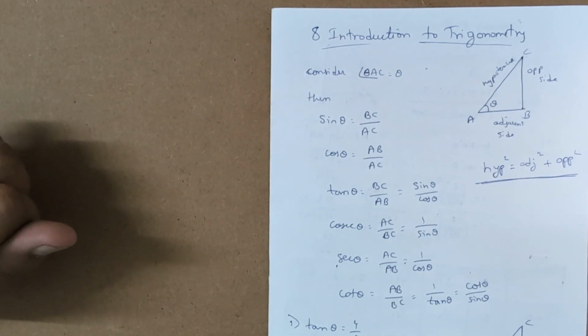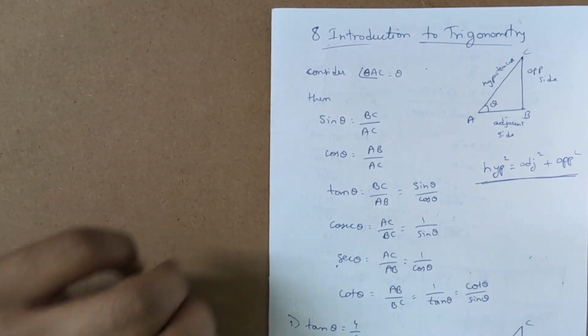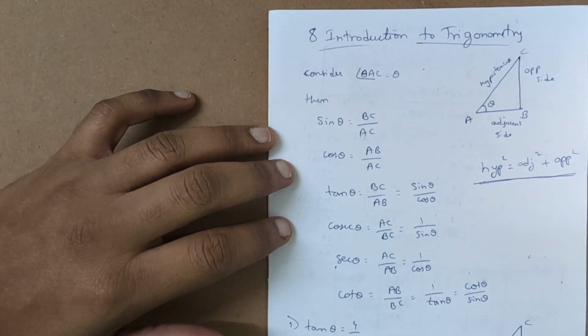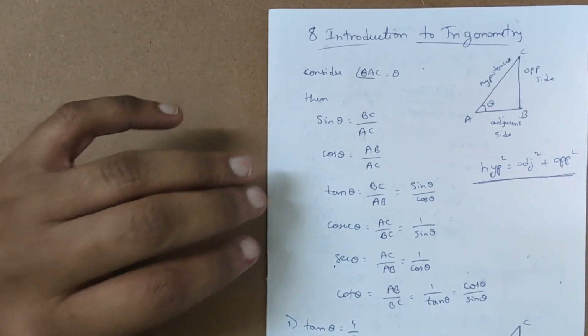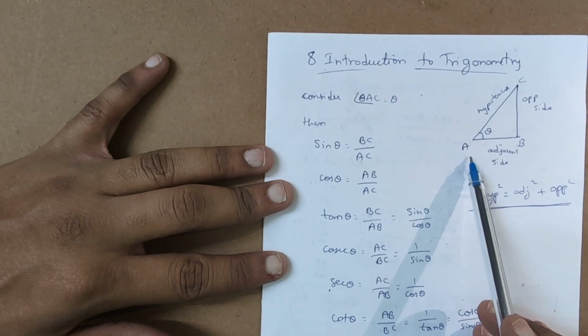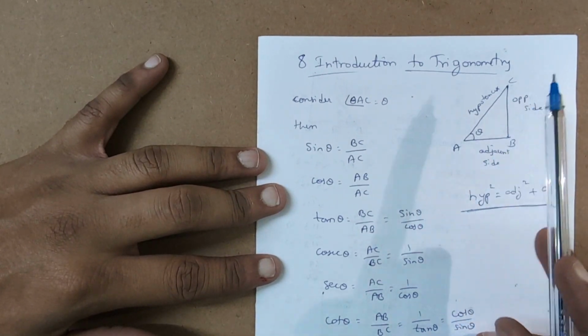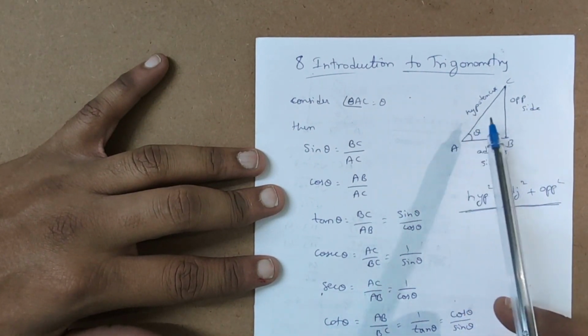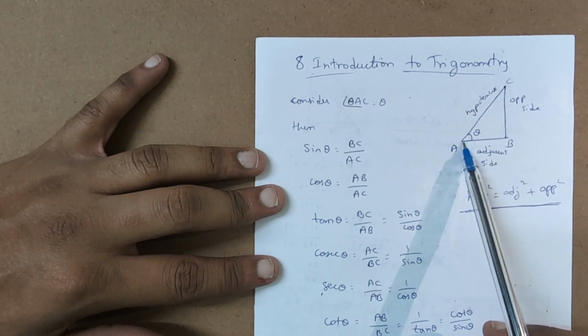Today we are going to discuss the revision of the 8th chapter, that is Introduction to Trigonometry. Trigonometry is related to the right angle triangle, and based upon that we have the different sides. Suppose this is an example of a right angle triangle. Here ABC is a right angle triangle, whereas theta is the angle and the hypotenuse is the largest side, as we already know.